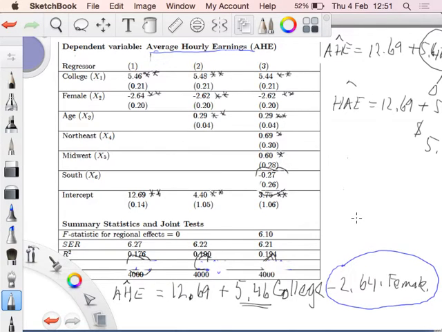What do you think? Do men earn more than women on average? Yeah. If a person is female, they earn $2.64 per hour less than males. I don't know that though, but yeah, the sample shows there is some sort of gap.